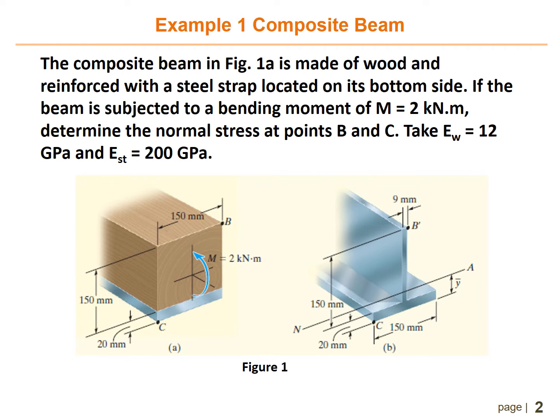Okay, the composite beam in figure 1A is made of wood and reinforced with a steel strap located on its bottom side. If the beam is subjected to a bending moment of M equals 2 kilonewton meter, determine the normal stress at point B and C. Take modulus of elasticity of wood as 12 gigapascal and modulus of elasticity of steel as 200 gigapascal.